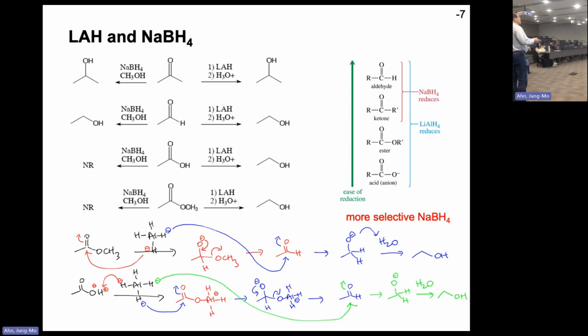So that's the reason carboxylic acid, ester, all of these things reduce down to the primary alcohol, because it's going to be consuming multiple hydrides. Anyway, this is a reason why you see that, but this happens only with the lithium aluminum hydride. Sodium borohydride doesn't do these things at all.